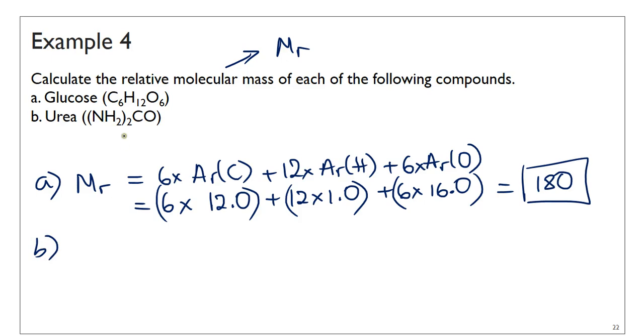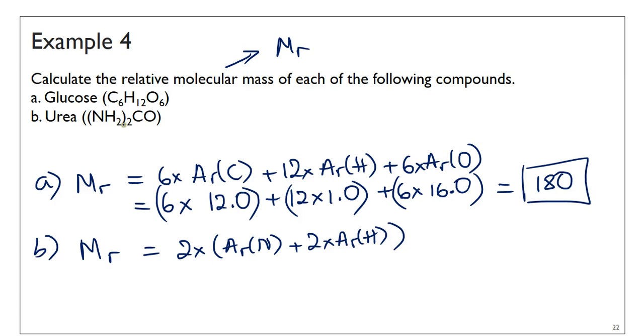urea. So you just need to be careful when you see the formula such as this. It depends on what you want to do. You can do NH2 and then double it, which is what I'm going to do here. So it's 2 times the relative atomic mass of nitrogen plus 2 times the relative atomic mass of hydrogen. Okay, so that's the NH2 twice. And then we need 1 relative atomic mass of carbon and 1 relative atomic mass of oxygen.